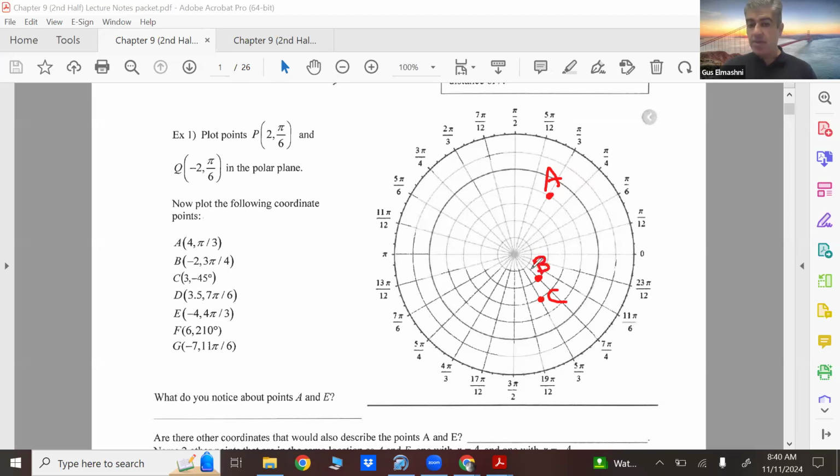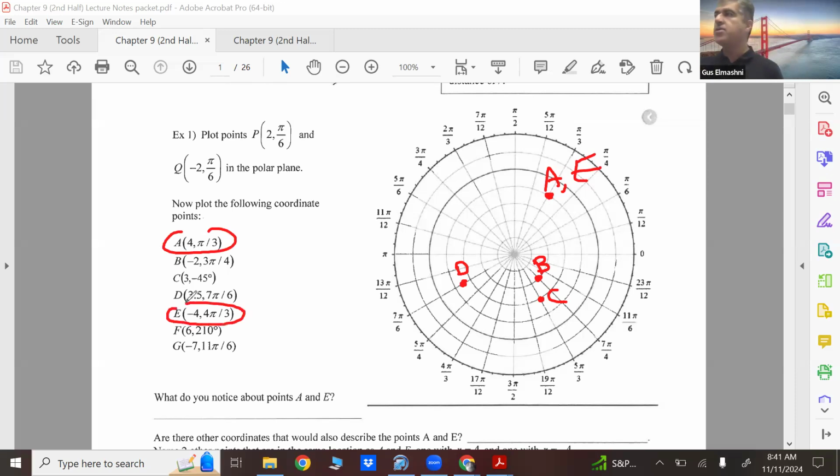D, 3.5. That's interesting. So between 3 and 4, 7 pi over 6. Again, my eyes really play tricks on me here. 1, 2, 3, 4. So halfway between. That's D as in dog. E, 4 pi over 3, but r is negative 4, so I have to go the other direction. And r is what? Negative 4. So it's actually 4 in the other direction. 1, 2, 3. So it looks like that's identical to A, right? You guys see how those are identical?